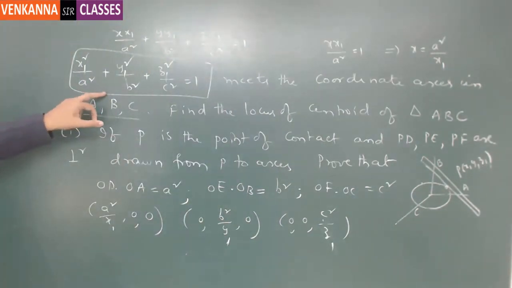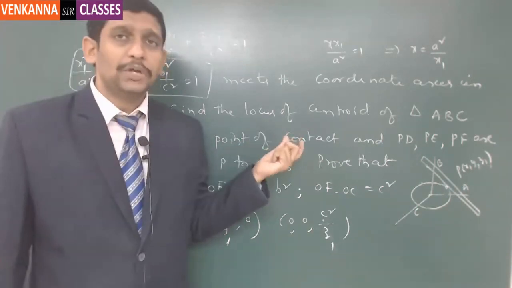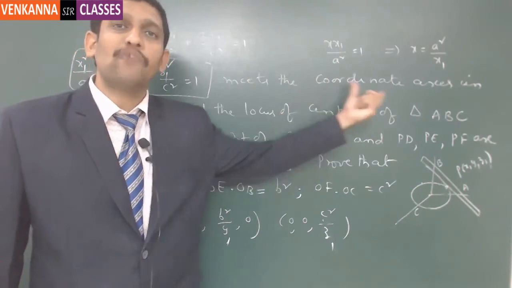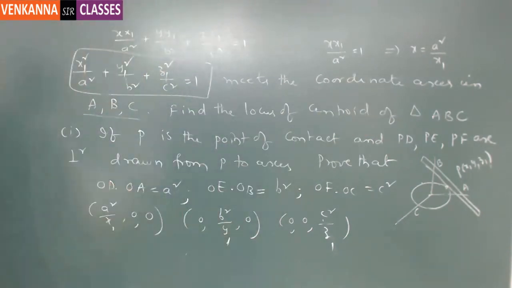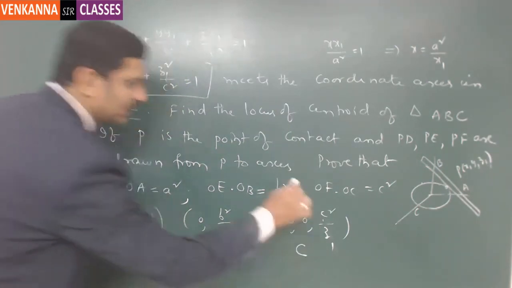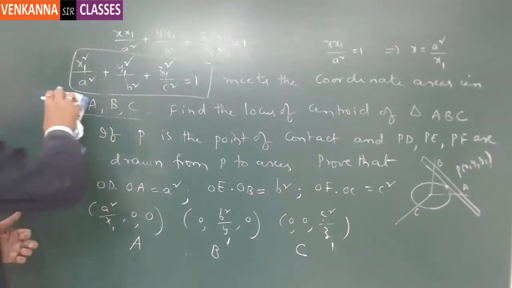Accepted? Are you getting the idea or not? Now, the actual thing we have to do is calculate the locus of the centroid of triangle ABC. You know the three vertices of the triangle. This is vertex A, this is vertex B, this is vertex C. Now let us take that alpha, beta, gamma is the centroid.